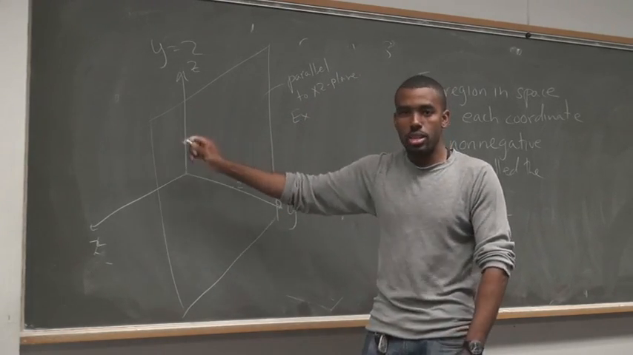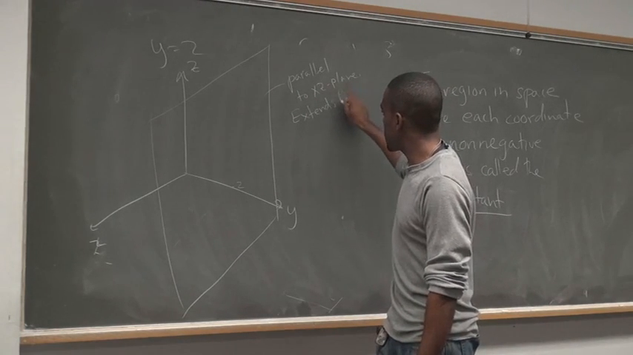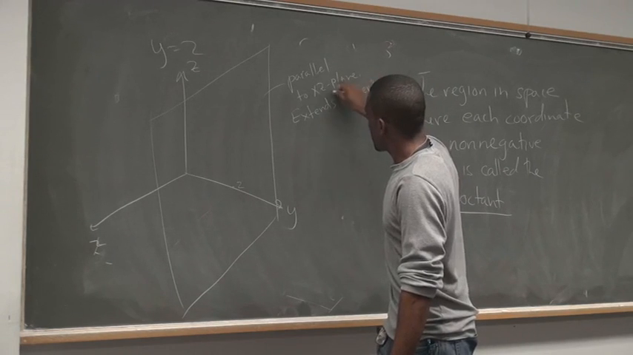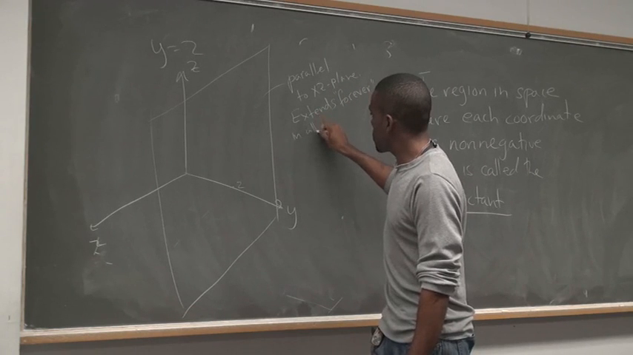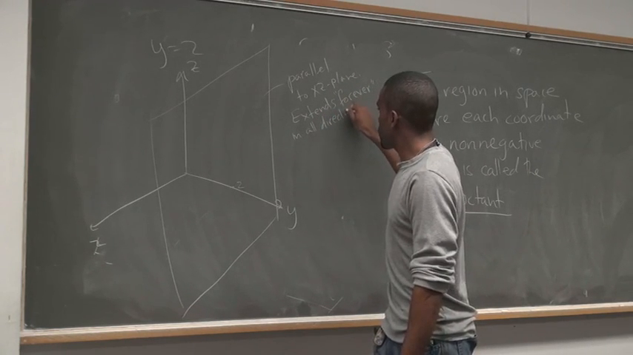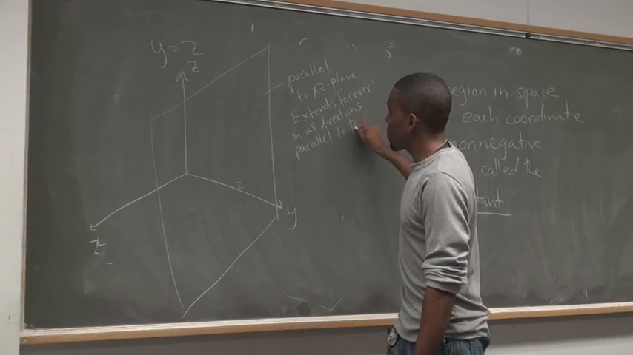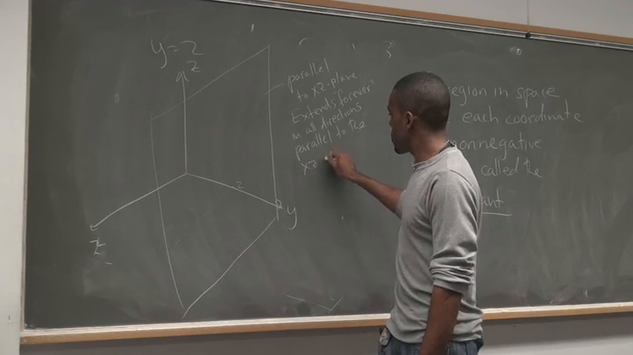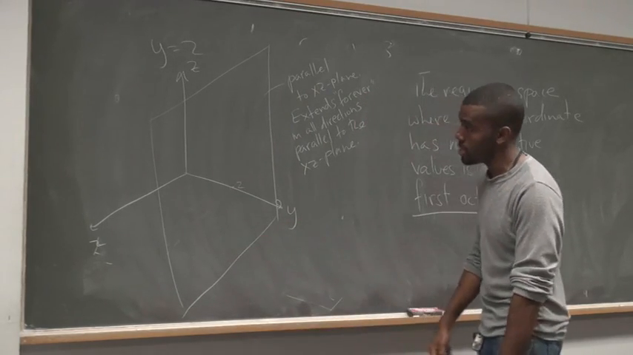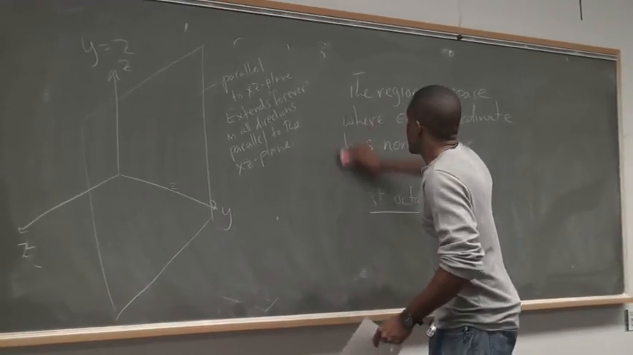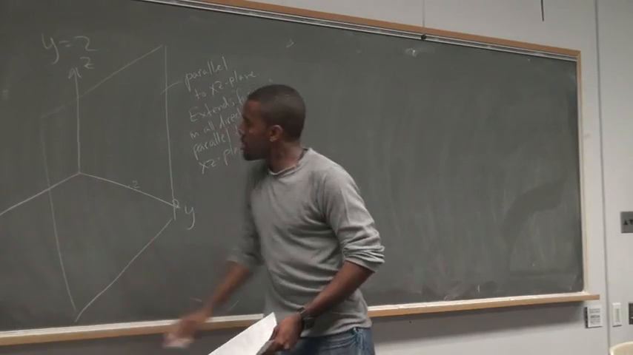By the way, I draw it as a rectangle because I only have a finite board. It actually extends forever in all directions. It's just an infinite sheet that happens to be parallel to the xz one, right? So that's that.